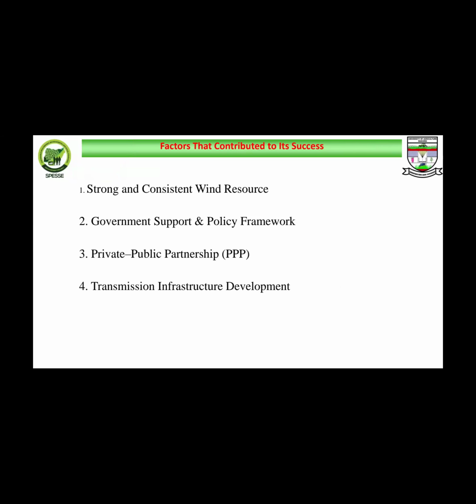Next slide, please. So factors that contributed to this success include strong and consistent wind resource, government support and policy framework, public-private partnership, and transmission infrastructure development.